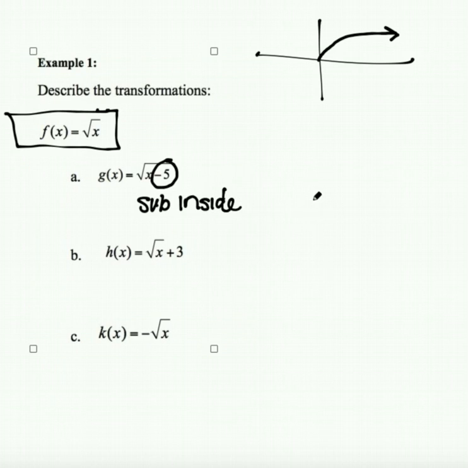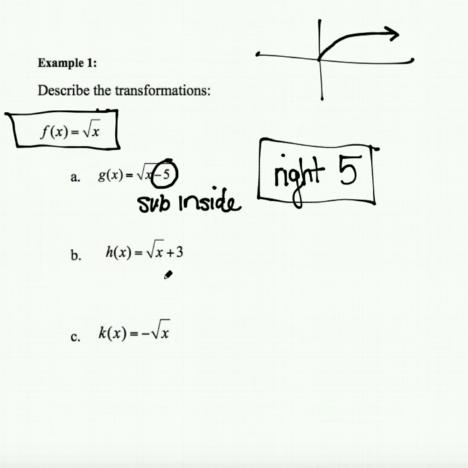Subtracting on the inside. So if you refer back to the chart that we just filled out, when you subtract on the inside, we know anything that happens on the inside is going to go either left or right. And when it's subtraction, that means we are going to have a horizontal shift to the right. So this is a shift to the right 5.